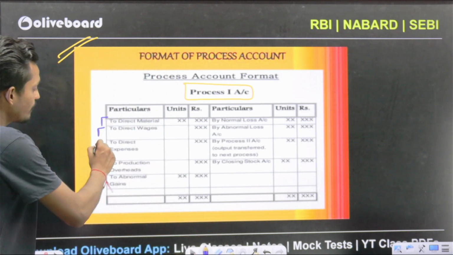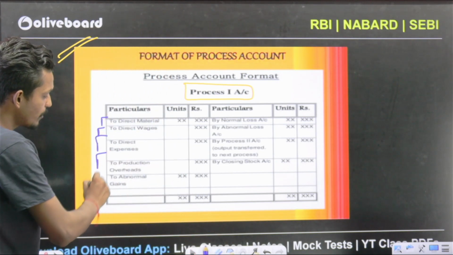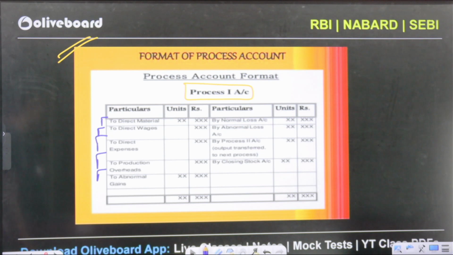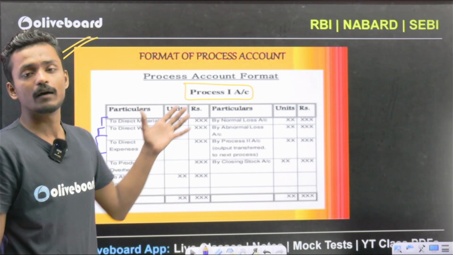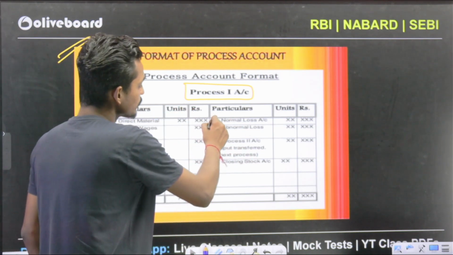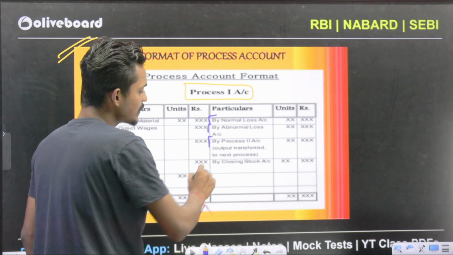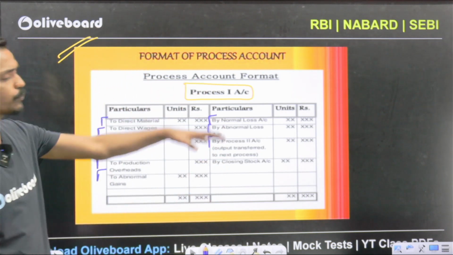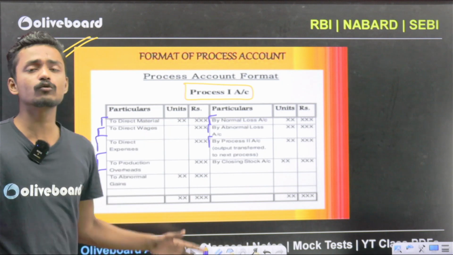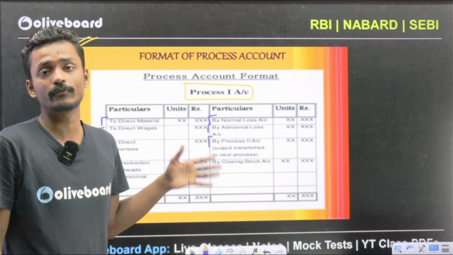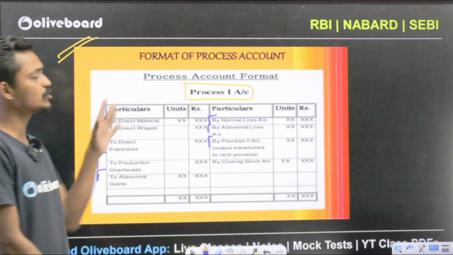So yes, we also have direct expenses and we have a production overhead, and we also have the concept of abnormal gain, abnormal loss, and normal loss. We will also understand that, but right now you are able to understand this process of costing, and how the process costing accounts will be maintained. This is your simple format.